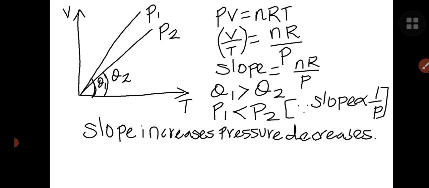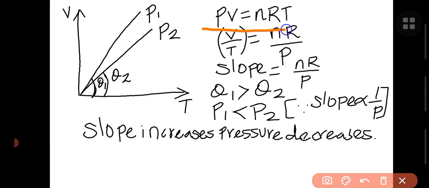Or we can redraw the diagram, the relation between V and T, starting from the origin. Now, there is a formula PV equal to nRT. From this formula, we can write V by T, that is the ratio between V by T, which gives the slope. So slope is equal to nR by P.